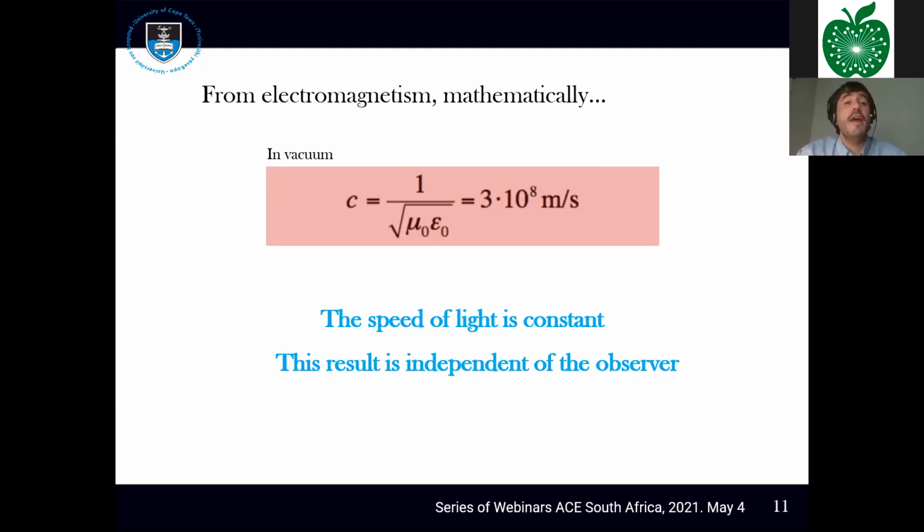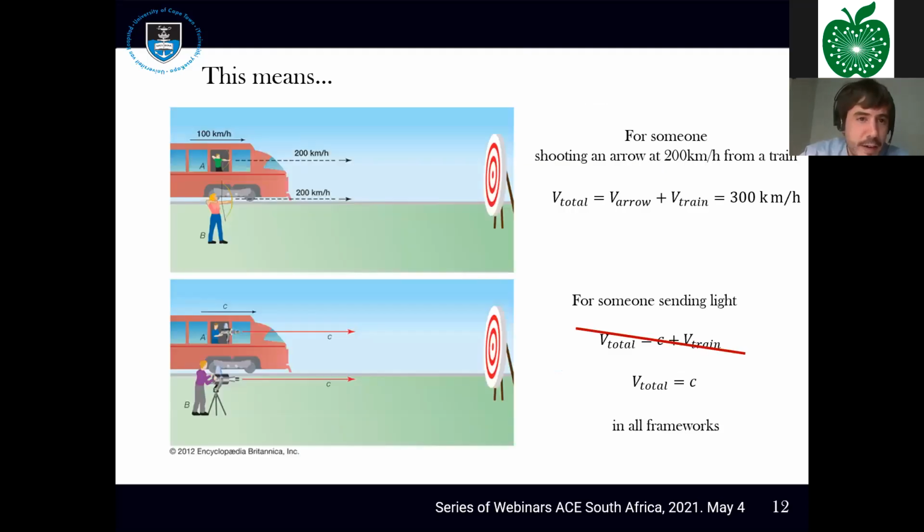In vacuum. So maybe you will say that this result is not impressive at all, because maybe you say, okay, it's something similar to the speed of sound. It has just a value. But the important part of this result is that the speed of light is independent of the observer. So all the possible observers will measure the same value for the speed of light, independent of their state of movement. So let me show you just an example here.